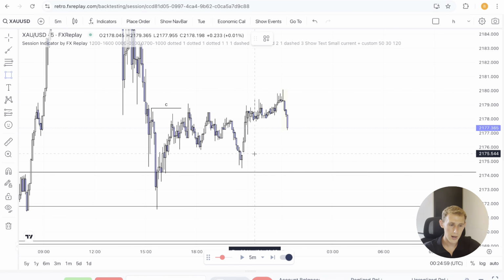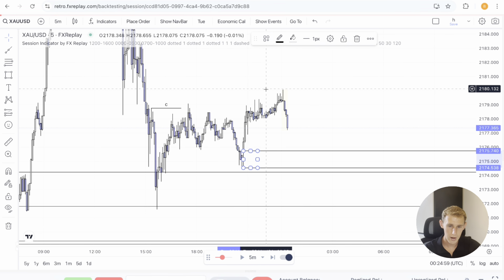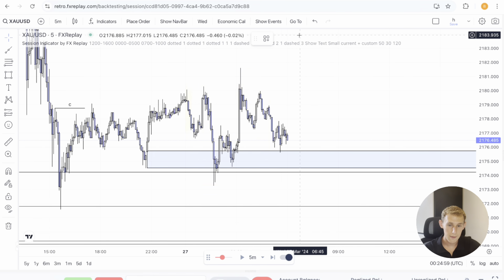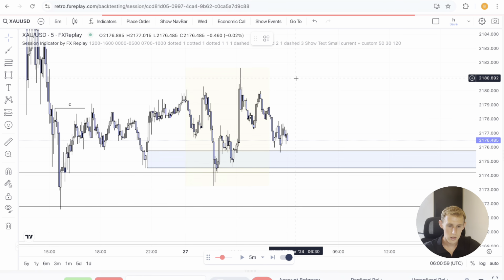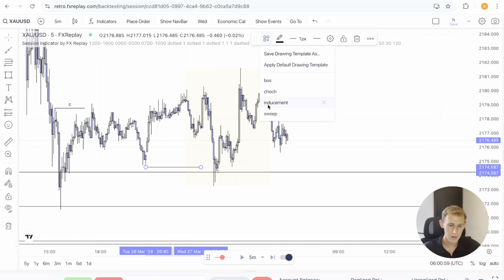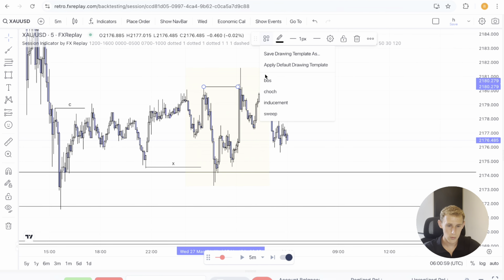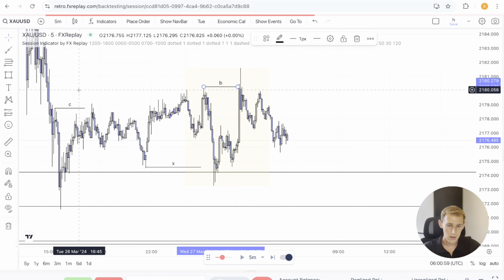Okay, there we go. So price has closed above that level. We've got an area of imbalanced demand right here. I'm going to fast forward Asian session. Okay, so Asian session, it didn't hold the demand, but it did sweep it. So this is still valid. We have now had another break of structure as well.